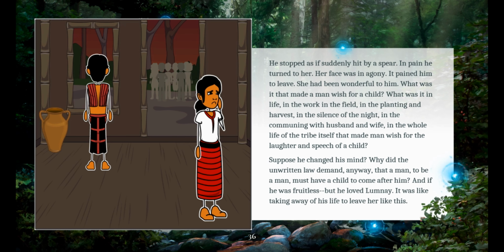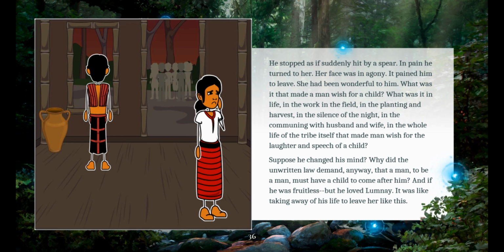"Awiyaw!" He stopped, as if suddenly hit by a spear. In pain, he turned to her. Her face was in agony. It pained him to leave. She had been wonderful to him. What was it that made a man wish for a child? What was it in life, in the work, in the field, in the planting and harvest, in the silence of the night, in the communing with husband and wife, in the whole life of the tribe itself, that made man wish for the laughter and speech of a child?